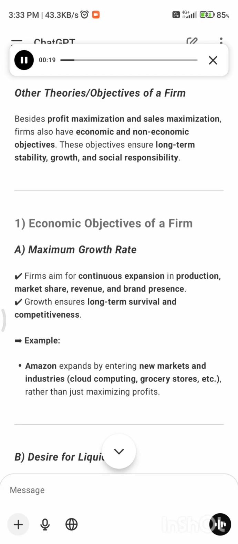A. Maximum growth rate. Firms aim for continuous expansion in production, market share, revenue, and brand presence. Growth ensures long-term survival and competitiveness. Example: Amazon expands by entering new markets and industries, cloud computing, grocery stores, etc., rather than just maximizing profits.